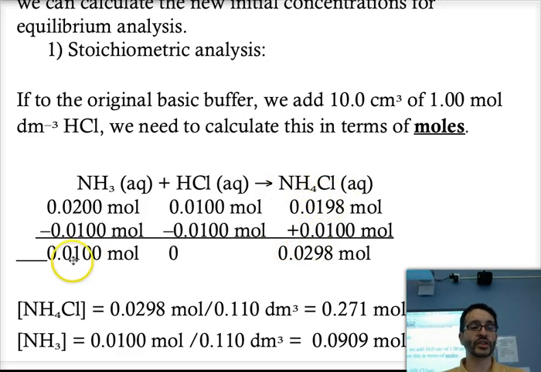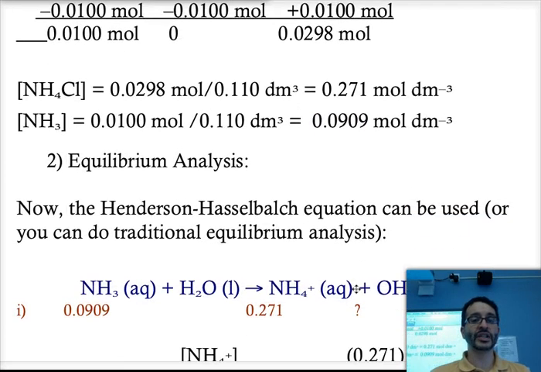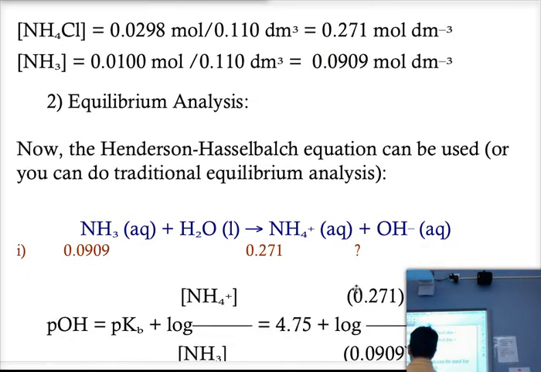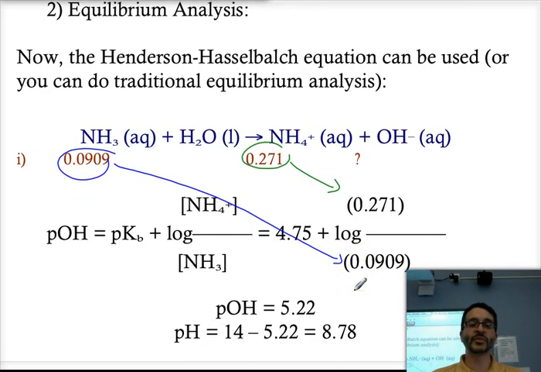We have now the new number of moles of the ammonia and ammonium chloride. We divide by the new total volume, which is 10 milliliters plus the 100 milliliters that we had before. It's 110 milliliters, and we get our two new concentrations, the concentration of the ammonium chloride and the concentration of the ammonia. We can put this directly into the Henderson-Hasselbalch equation, and we can calculate directly the value of pOH, which in this case is going to be 5.22.